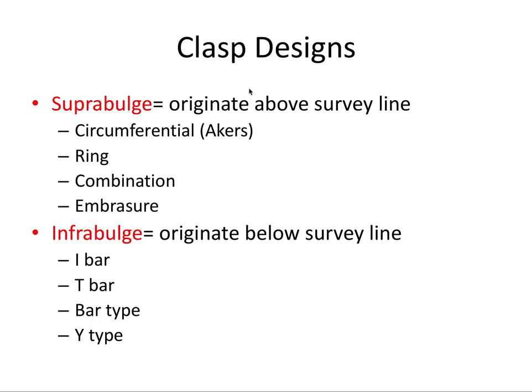So clasp designs can be categorized in two main categories. We have suprabulge, which means they originate above the survey line, which is much of what we've been looking at. Some examples of these are the circumferential or Akers clasp, ring clasp, combination clasp, and Bonwill clasp. And the infrabulge category are all the clasps that originate below the survey line. These are lots of different bar type designs, and let's look at some pictures of all of these.